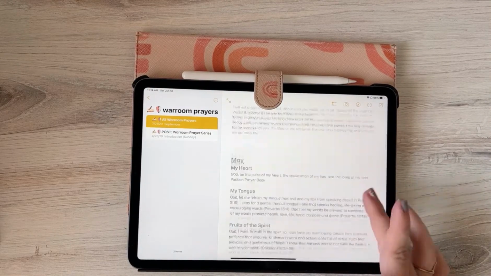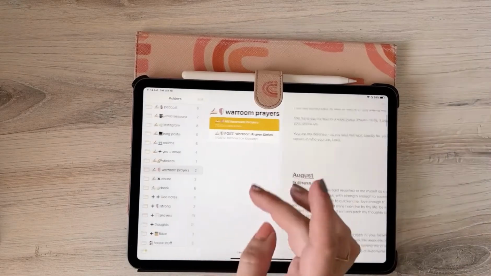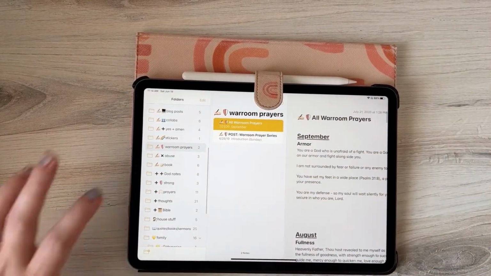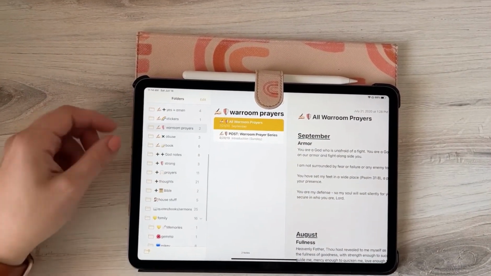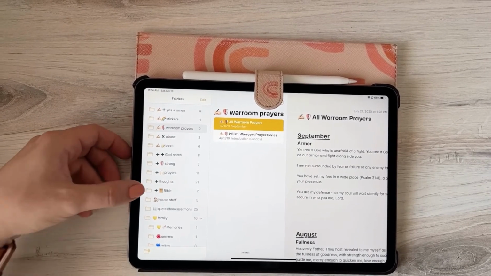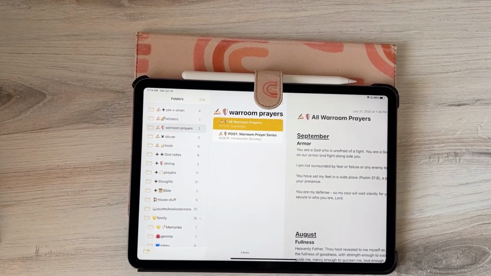I used to do monthly war room prayers, so I put them all in here. Anyway, so that's all work stuff. Now next we have this. Okay, so the crosses mean personal spiritual stuff.